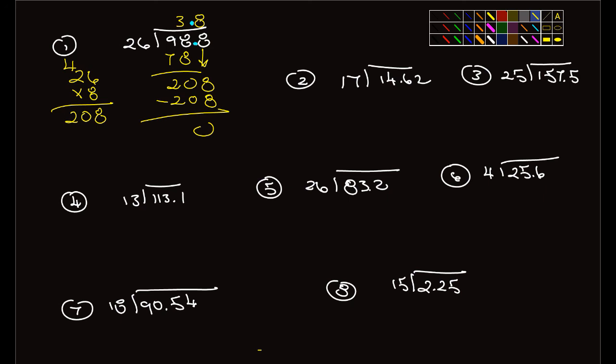So I want you guys to do the rest of these. Number 2 is 17 into 14.62. There's the decimal. In fact, I'll put it in blue so you guys can see it a little bit better. And 3 is 25 into 157.5. And then 4 is 13 into 113.1. And then 5 is 26 into 83.2. And number 6 is 4 into 25.6. Number 7 is 18 into 90.54. And number 8 is 15 into 2.25.